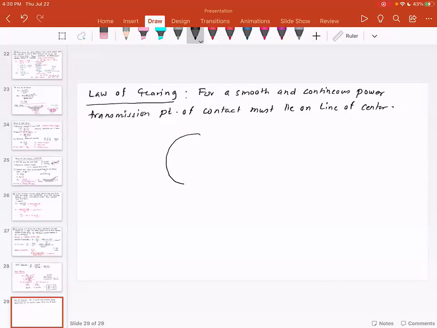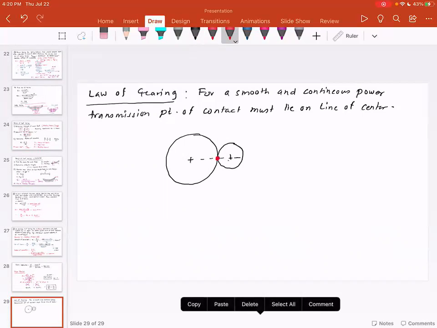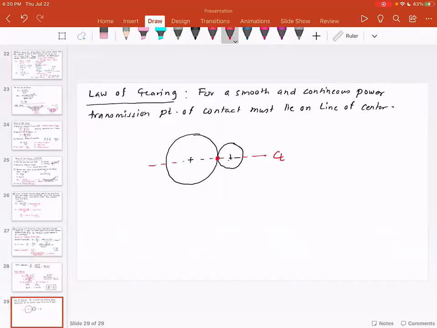What that means is if you have two friction wheels or two gears, then this is the point of contact. If you were to draw the line through the centers, this is the center line, then the point where both these come into contact with each other must lie on the line of centers. And for a hypothetical case, just think about if this point is not on the line of centers, the gear transmission is not going to be smooth or continuous. The power transmission is not going to be continuous.